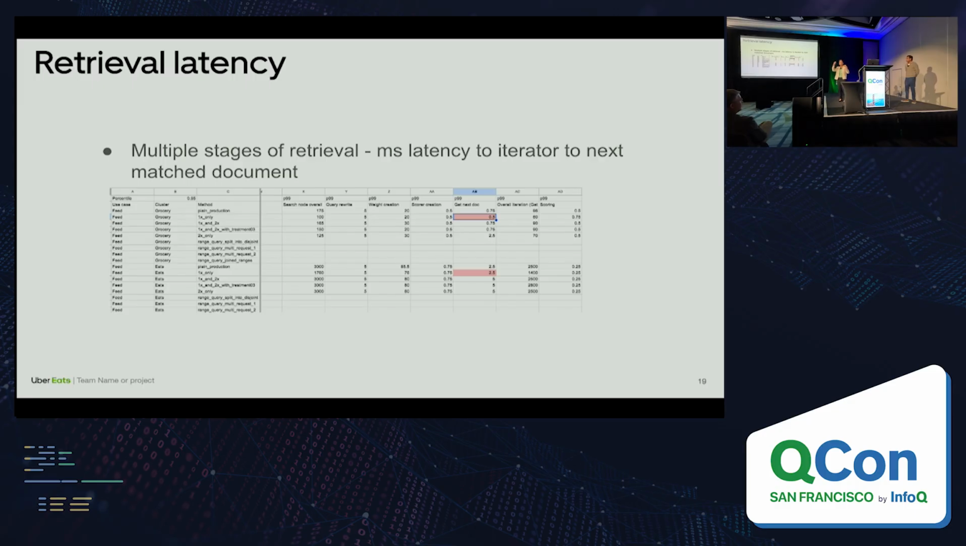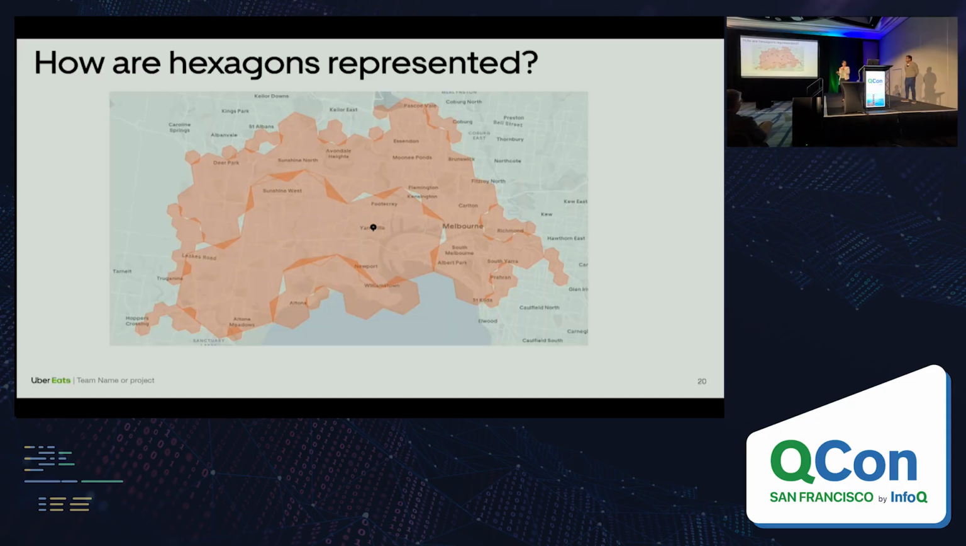When we iterate over to the next document that matches, that took anywhere between 2.5 milliseconds latency for grocery and 0.5 milliseconds for eats, and that was unexplainable for us at that time. It is supposed to take nanoseconds, especially if you have an optimized index. So this is a problem area that we needed to start looking into.